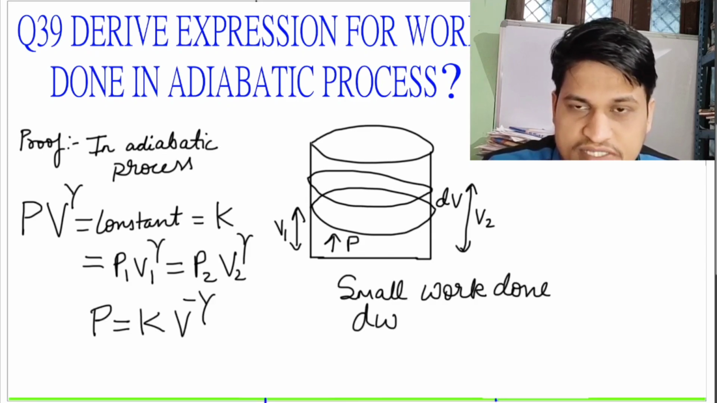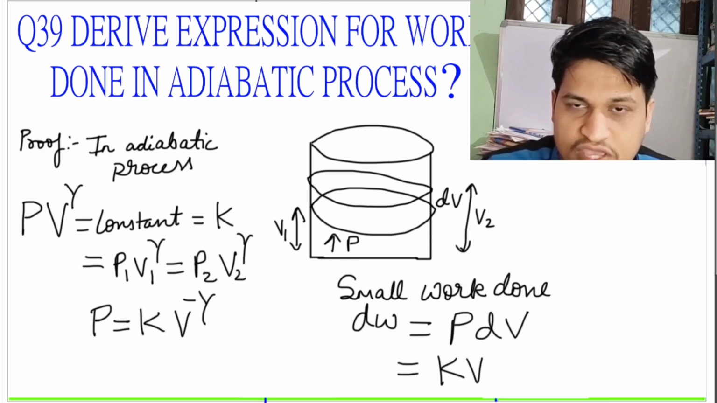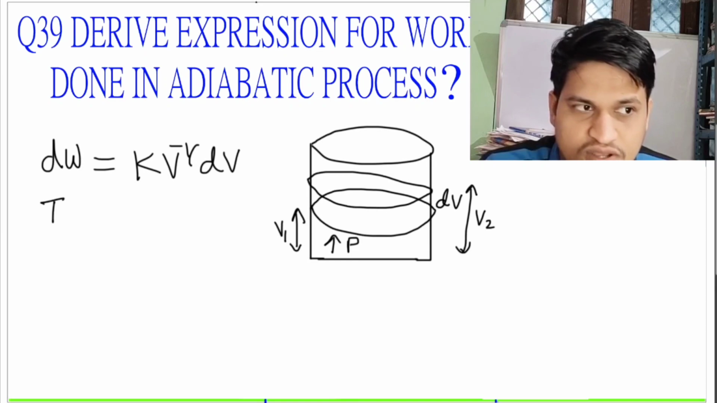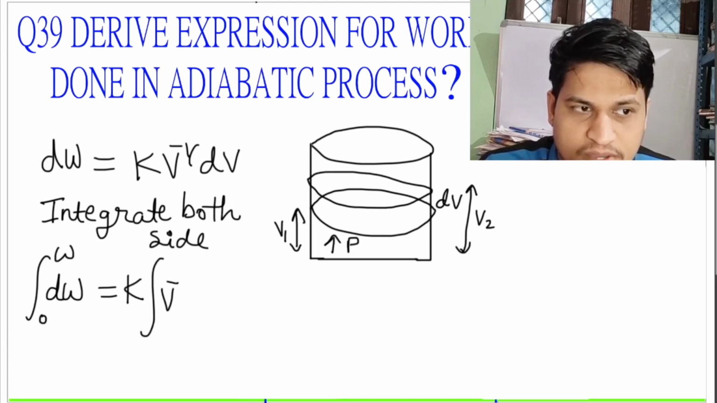Now we have to find the small work done. Small work done dW equals P dV, and the P value we have to put here as K V to the power minus gamma. Now this equation we have to integrate on both sides to get the total work. So after integrating we will get integral of dW equals integral of K V to the power minus gamma dV, and limits will be V1 to V2.